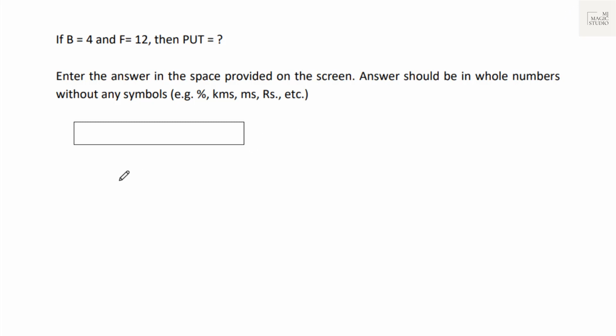B is 4, but B's position is actually 2, but it is given 4. F's position is 6, but it is given 12. That means they are doubling their alphabetic position. So PUT: P's position is 16, which becomes 32. U is 21, that becomes 42. And T is 20, which becomes 40.